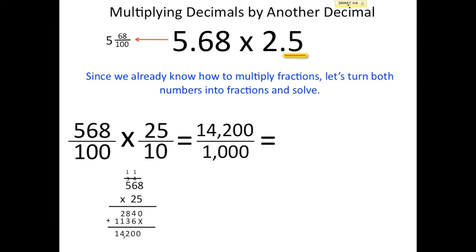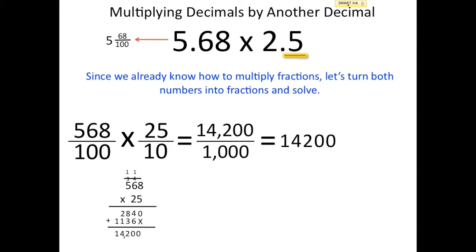Now I can write this as a decimal. Since I have a multiple of 10, such as 1,000 in the denominator, I can write this as a decimal. This is 14,200 thousandths. So I'm going to write 14,200, and it's thousandths.